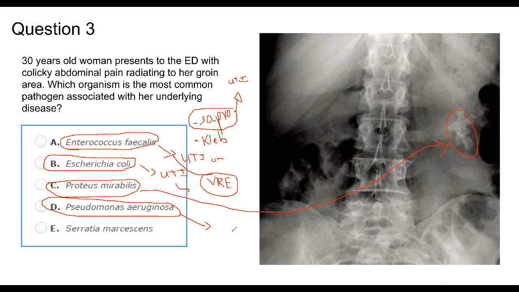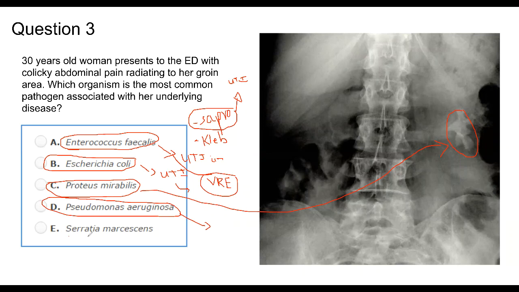So for step 1, you have to know the association. So you have the most common things in your head. Pseudomonas means diabetes, immunocompromised. E. coli, old people. Staphylococcus, young females. And then you think about Proteus, which means struvite stone.